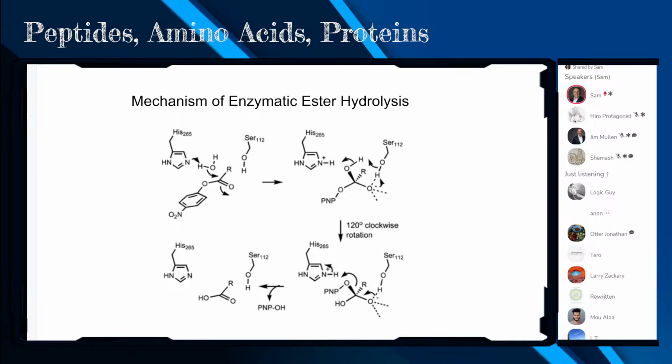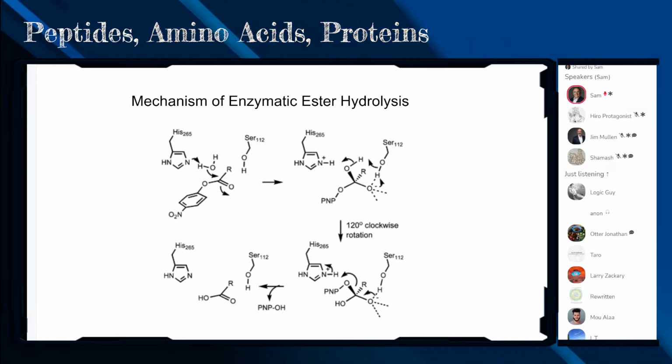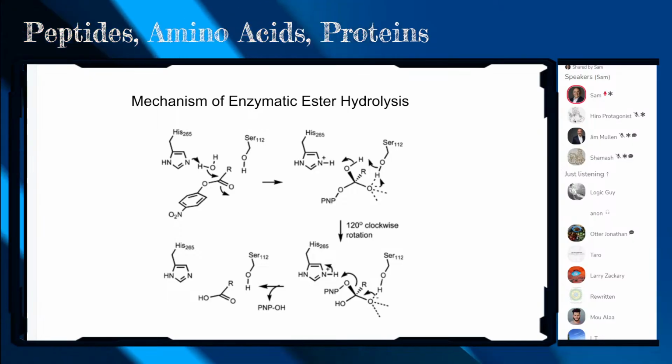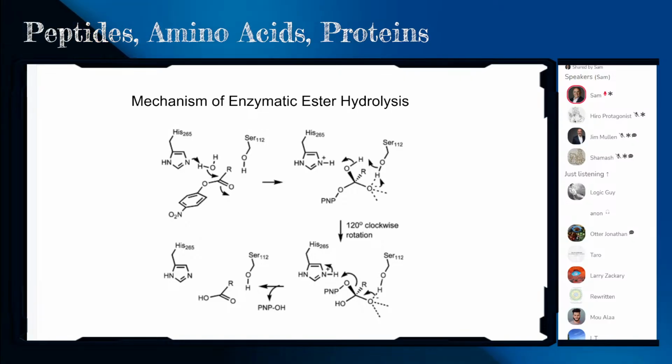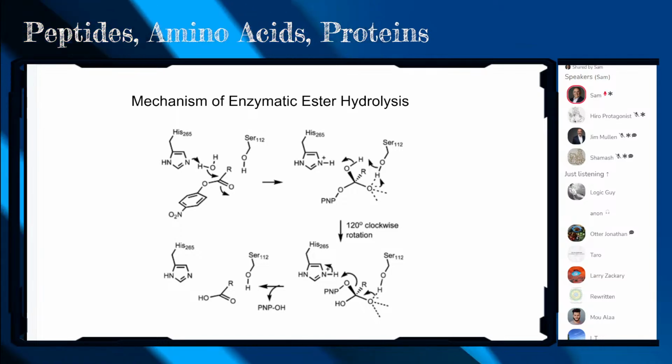To the right, we have serine, 112. So serine is the 112th amino acid. And so you see that the protein has folded itself in a way that residue 112 is right next to residue 265. And so our ester molecule can slide in and fit right between that histidine and that serine. This molecule is now inside the active site of the protein. And now the protein can do its work.